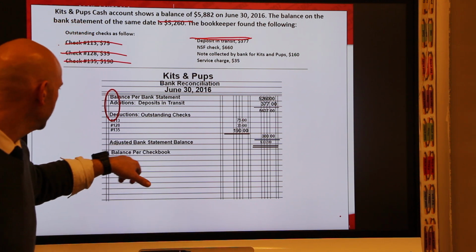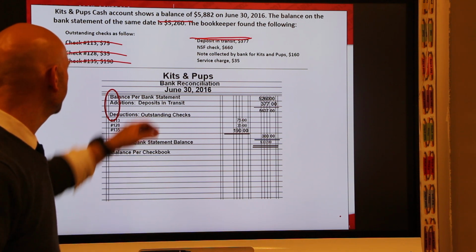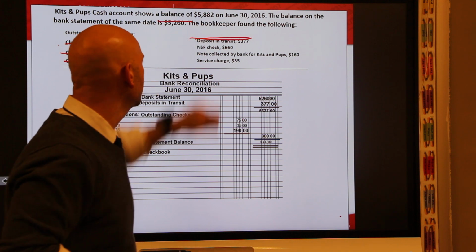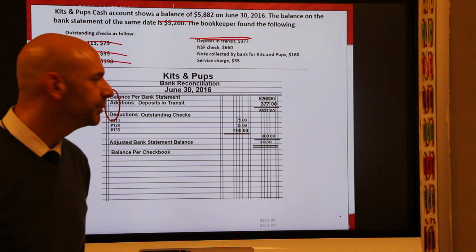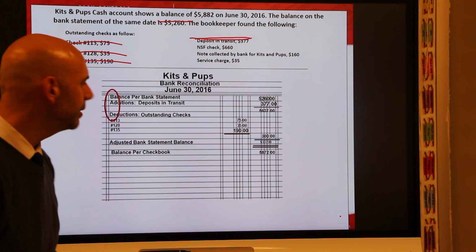So you start the same way. You write the word balance per the checkbook, okay? You write balance per checkbook, and we look back up in the instructions, and we see that there was a balance on June 30th in our checkbook of $5,882.